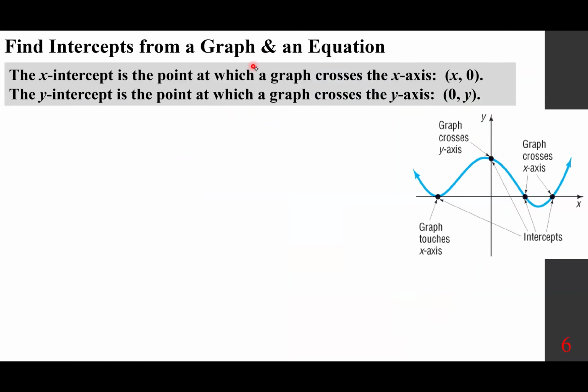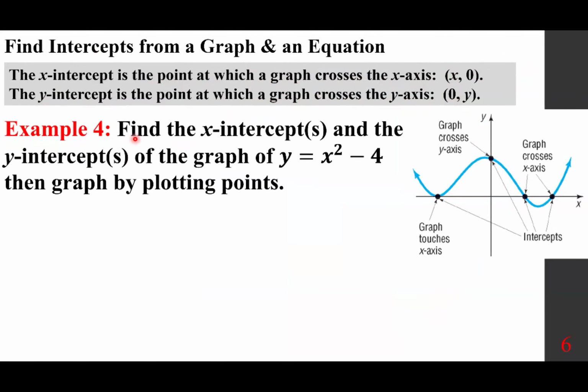Find the intercepts from a graph and an equation. The x-intercept is the point at which a graph crosses the x-axis, with coordinates x comma 0. The y-intercept is the point at which the graph crosses the y-axis, 0 comma y. Example 4: find the x-intercepts and the y-intercepts of the graph of y equals x squared minus 4, then graph by plotting points.